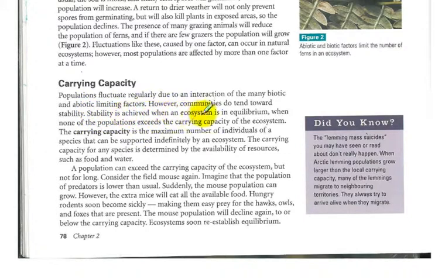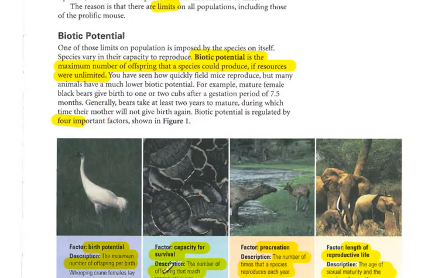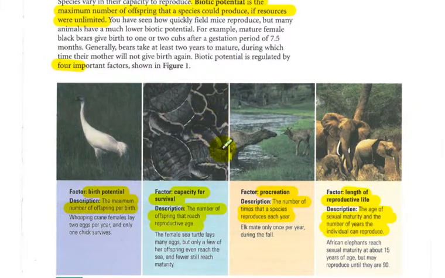Stability is achieved when an ecosystem is in equilibrium, when none of the population exceeds the carrying capacity, exceeds what they should be able to do. And of course, in Australia, they had favorable conditions in which the mouse population actually exceeded what they should have been able to naturally do.